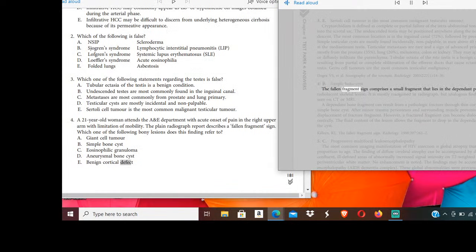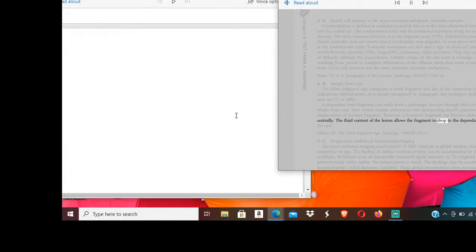4b. Simple bone cyst. The fallen fragment sign comprises a small fragment that lies in the dependent portion of a radiolucent skeletal lesion. It is mostly recognized in radiograph, but analogous findings can be seen on CT or MRI. A dependent bone fragment can result from a pathologic fracture through thin cortical wall of the simple bone cyst. After minor trauma, periosteum and surrounding muscle prevents centrifugal displacement of fracture fragment. However, a fractured fragment can become dislodged and fall centrally. The fluid content of the lesion allows the fragment to drop to the dependent portion of the cyst.